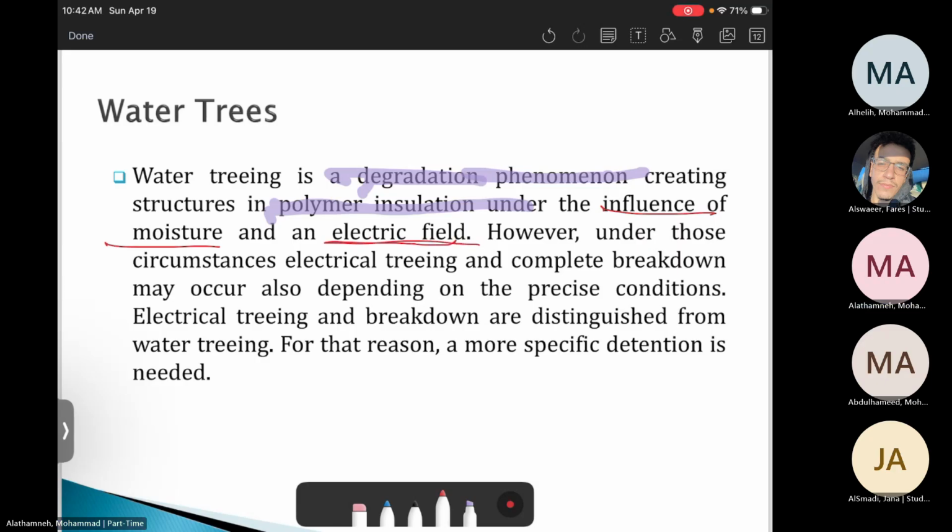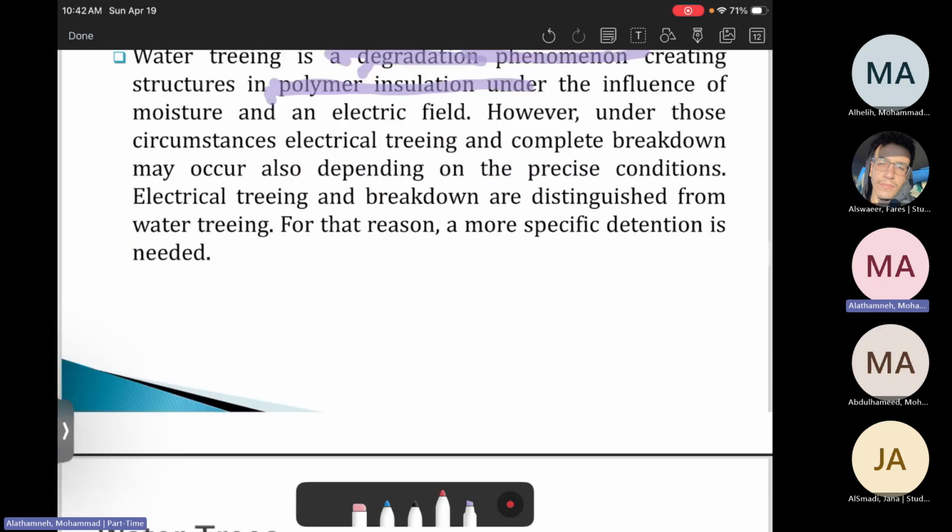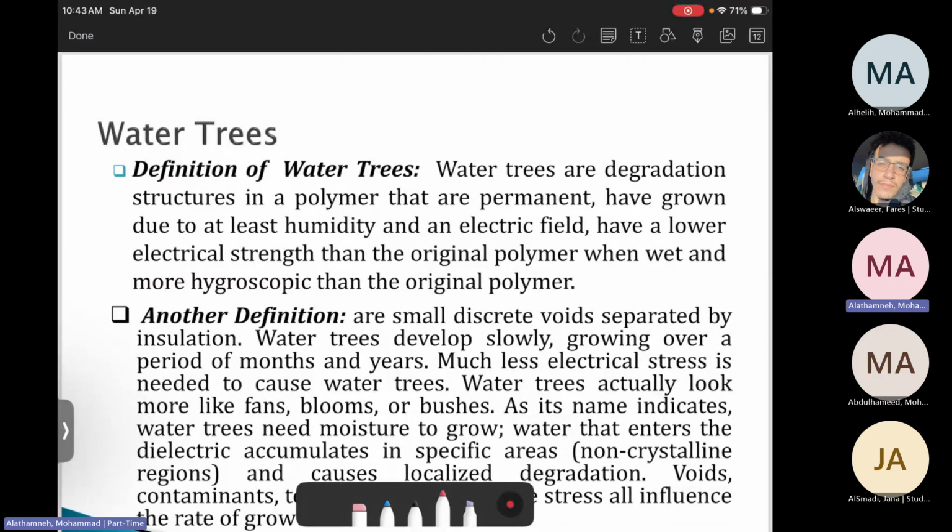So there will be a small leakage. However, under those circumstances, electrical treeing and complete breakdown may also occur depending on the precise conditions. Electrical treeing and breakdown are distinguished from water treeing. For this reason, a more specific definition is needed. So what's the definition of a water tree? Water trees are degradation structures of the polymer that are permanent, cannot be fixed, and have grown due to at least humidity and electric field.